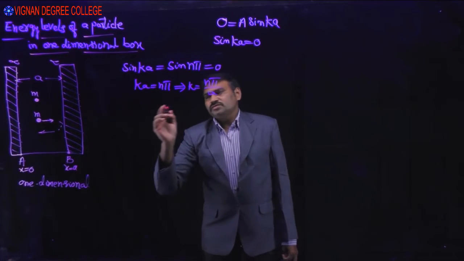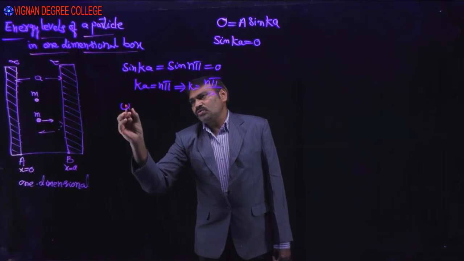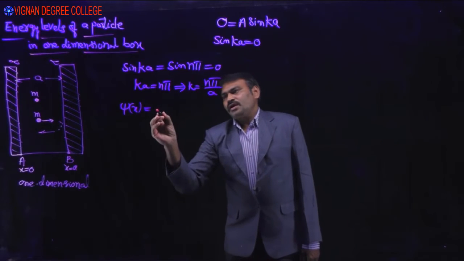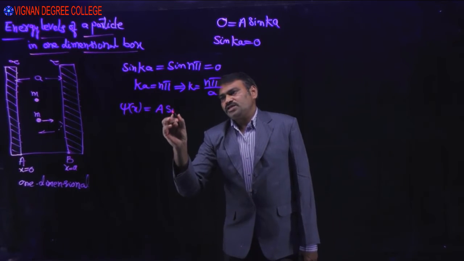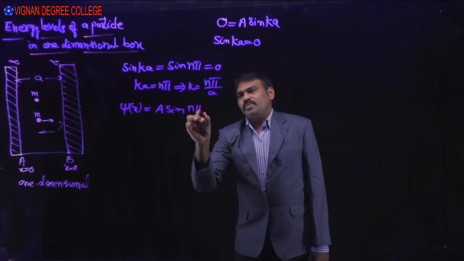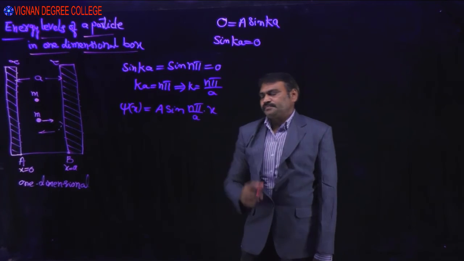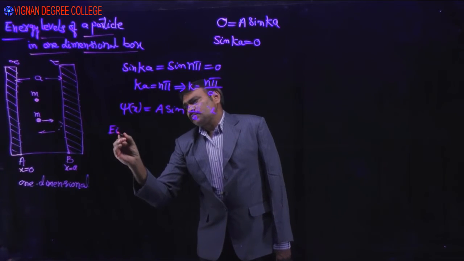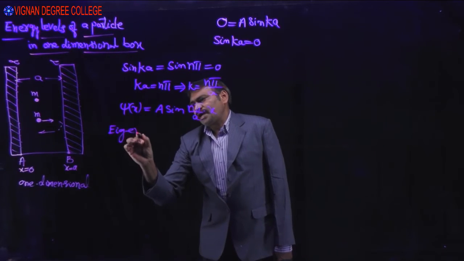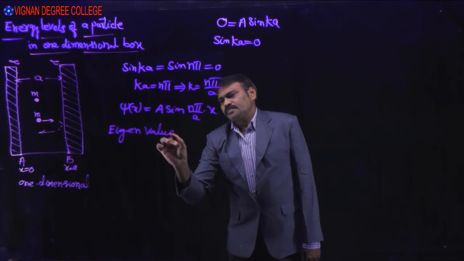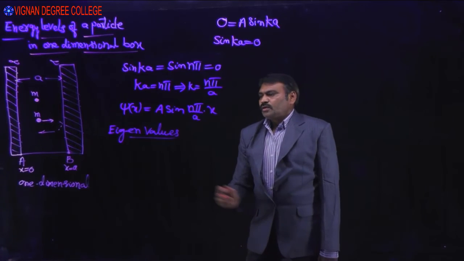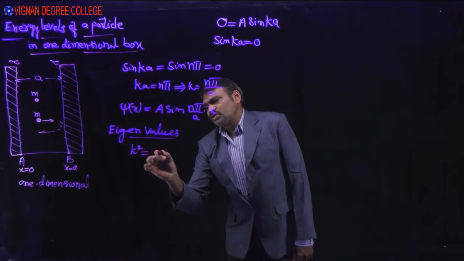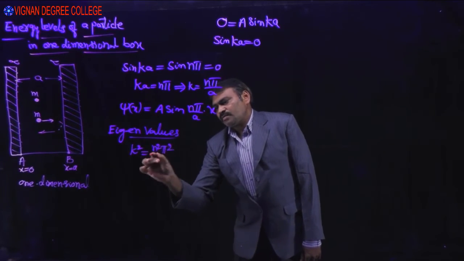From this, the wave function psi of x is equal to a sin kx, that is a sin of n pi by a into x. Now discuss eigenvalues. Here k is equal to n pi by a. K square is equal to n square pi square by a square.